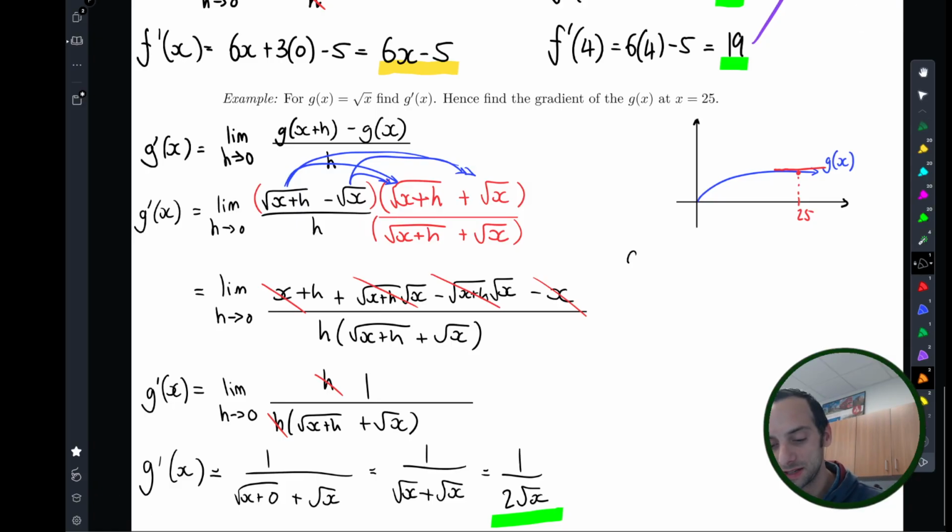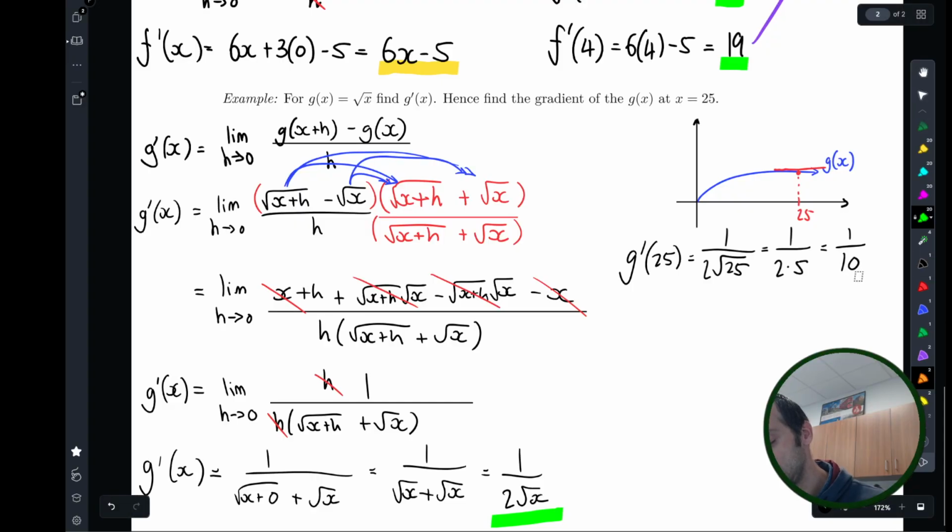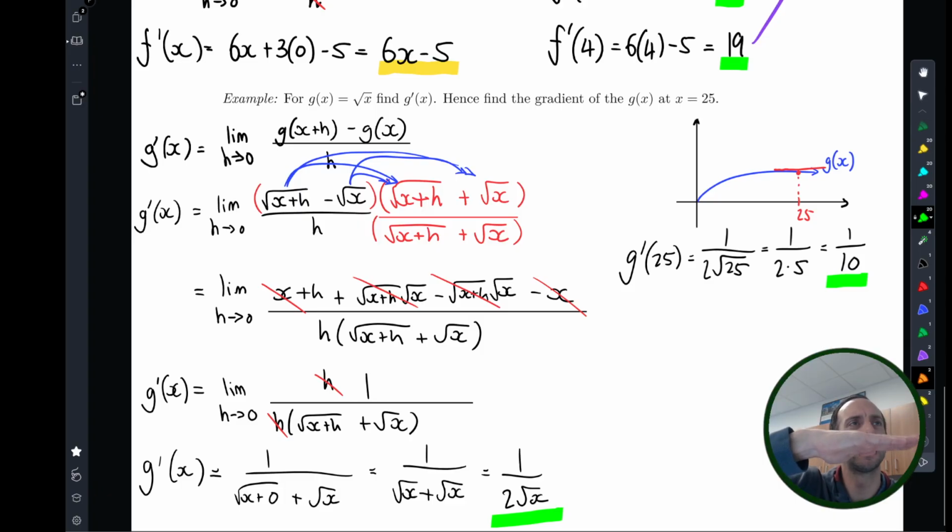All that remains is to take this derivative and substitute in our 25 to get the slope of our red tangent line. 1 over 2 times the square root of 25 should be 1 over 2 times 5, which is 1 over 10, a very small positive number that aligns with that flat positive slope we saw in our sketch.